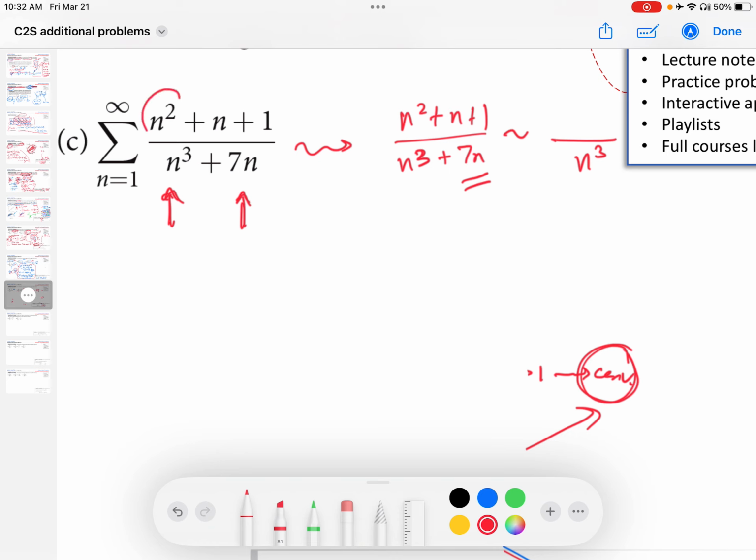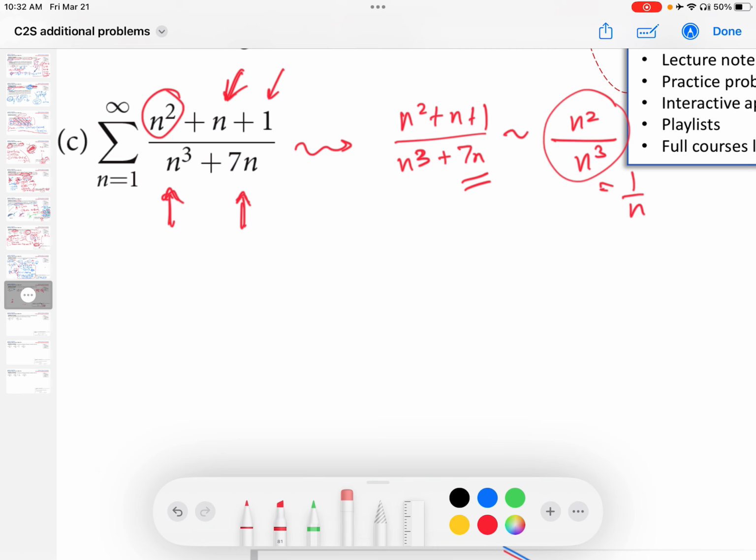Numerator, same thing. A trillion squared is much bigger than a trillion, and a trillion is much, much bigger than 1. So I can just drop the n and the 1. Okay, that gets me to here. And n squared over n cubed, that I can simplify pretty straightforwardly to 1 over n. So this is the series that I'm going to use to compare things to, right? Bn, and this one is an.